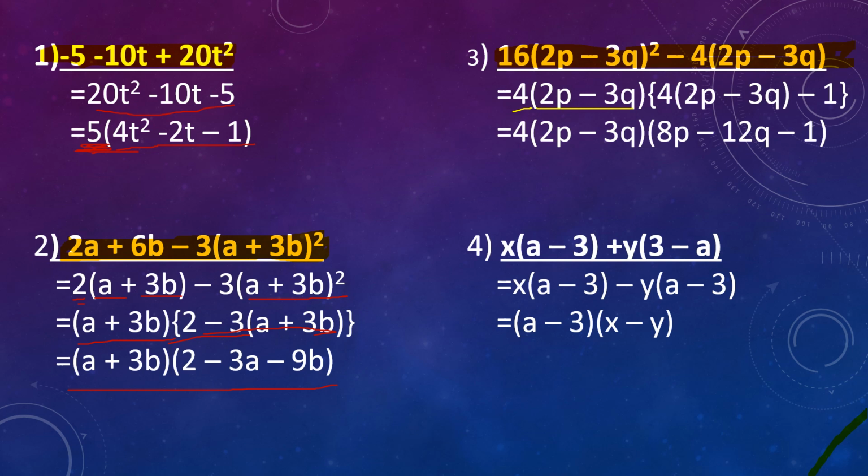Use curly bracket, you are left with 4 times (2p minus 3q minus 1). So final answer is 4 times (2p minus 3q), and if you simplify the curly bracket you will get 8p minus 12q minus 1.